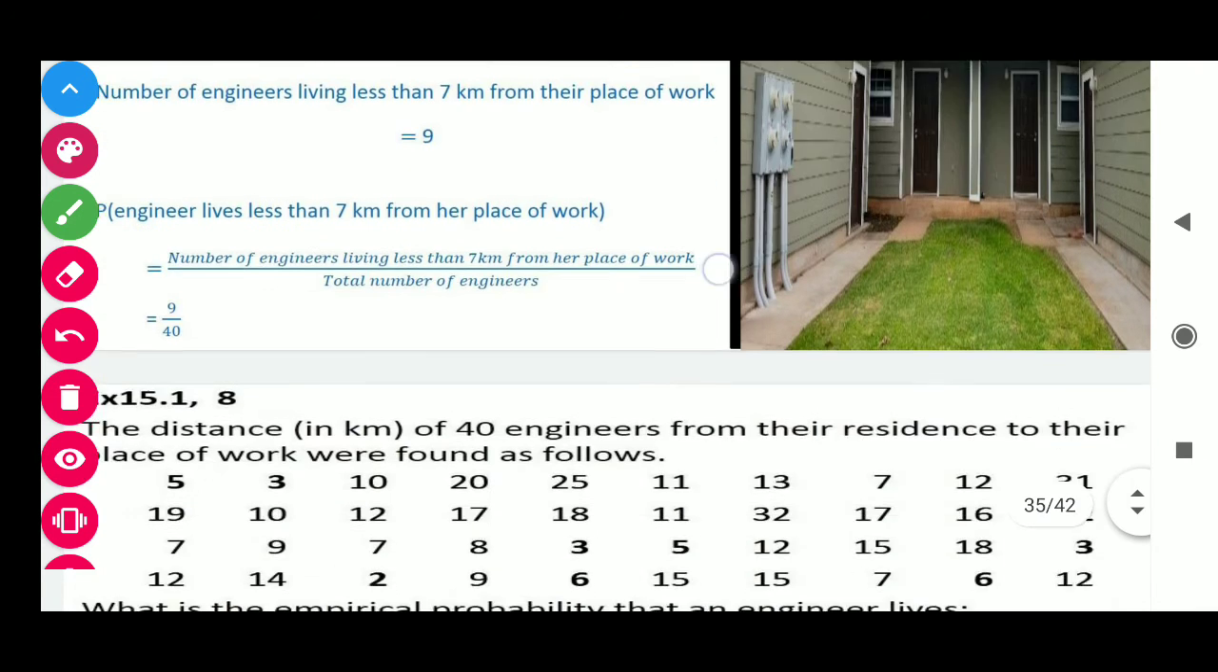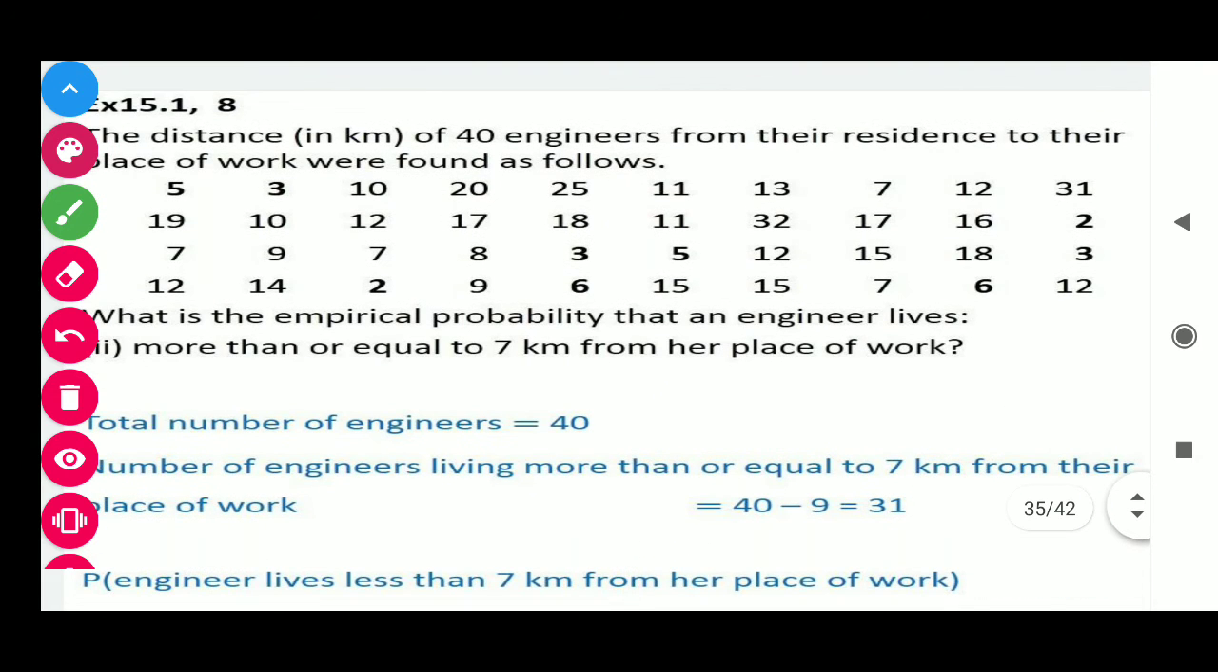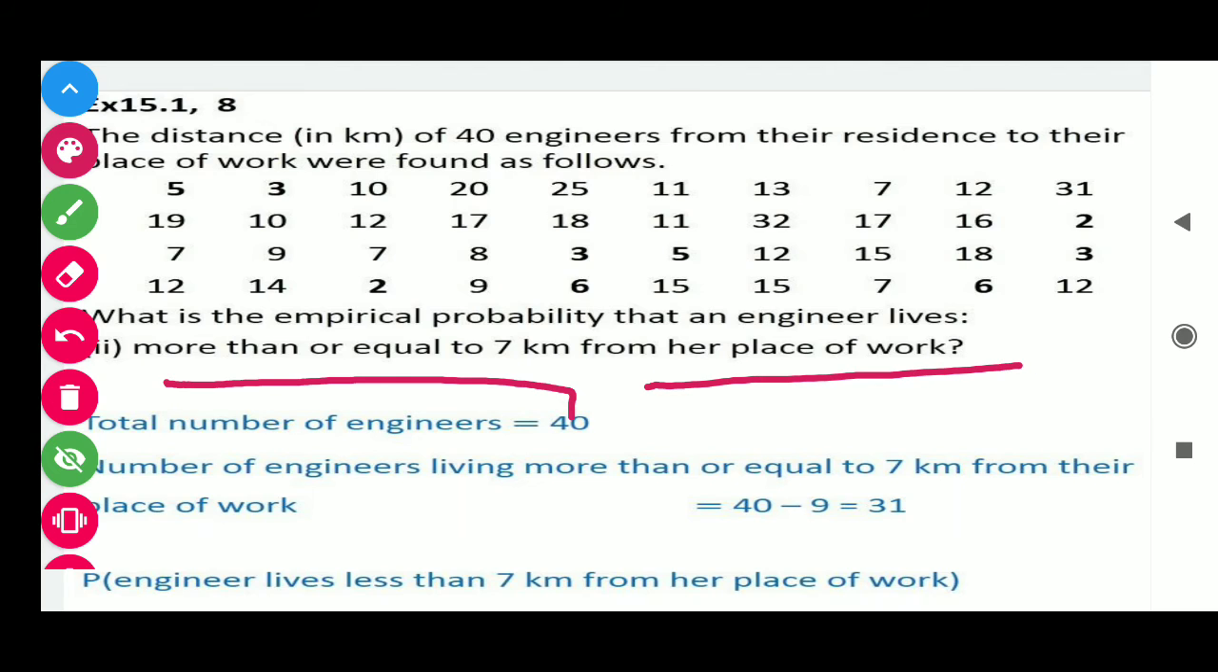And here is the same question. We have the second part, more than or equal to 7 kilometers from her place of work. Now you have to observe the engineers who live from their place of work at a distance more than or equal to 7 kilometers. Here it is given that equal to, so students, we include 7 as well. Now total engineers are 40 and we have already counted that less than 7 kilometers are 9 in number. So students, in this way we get total 31.